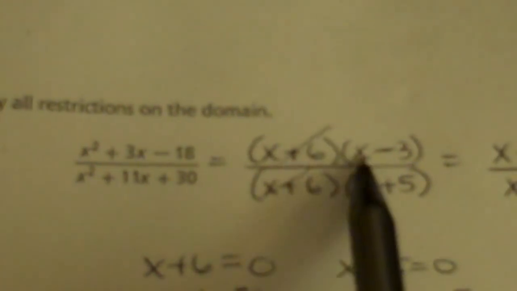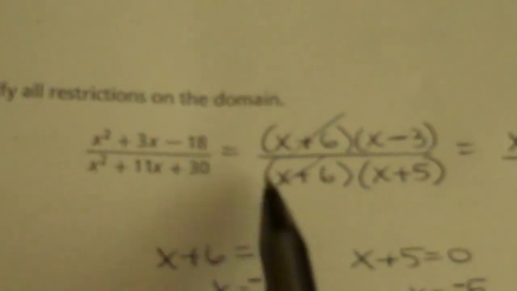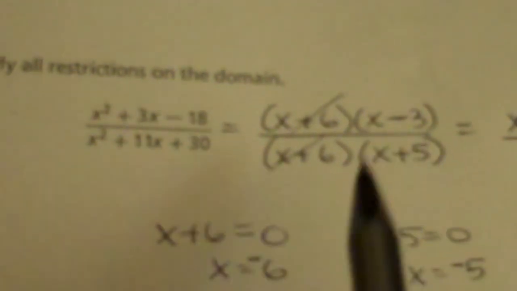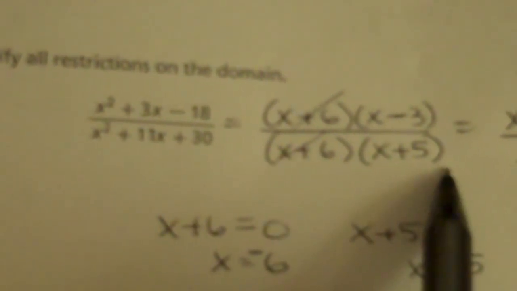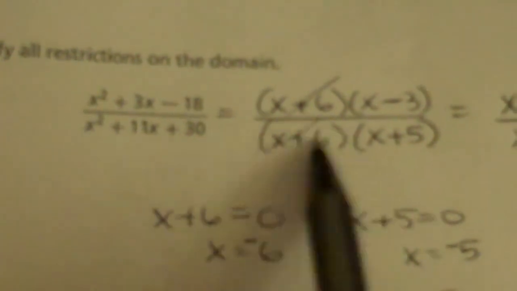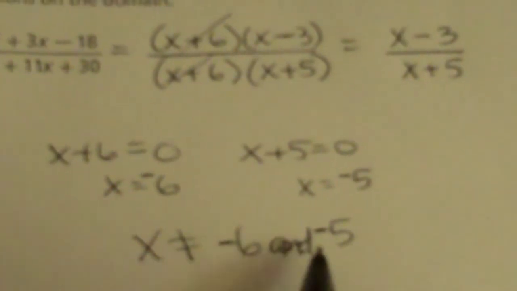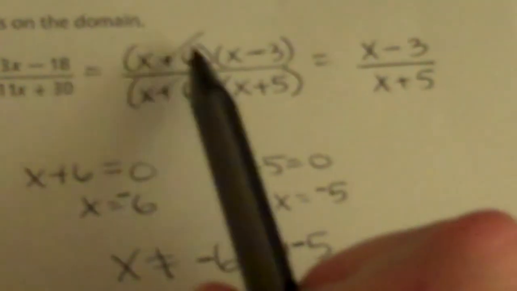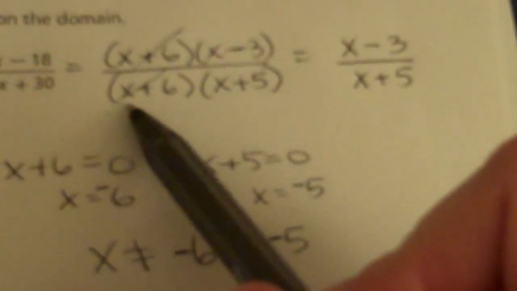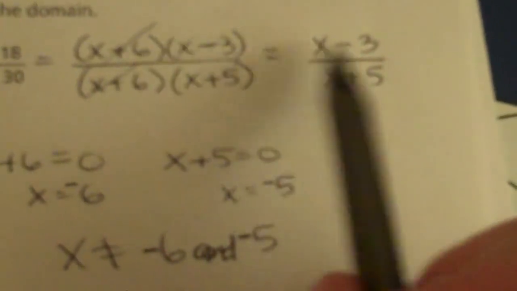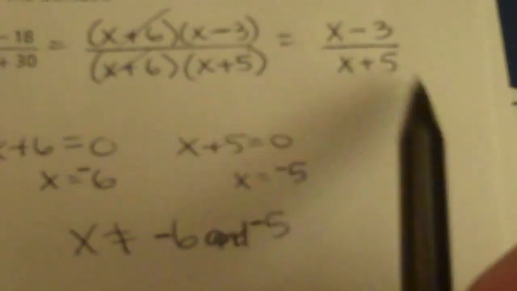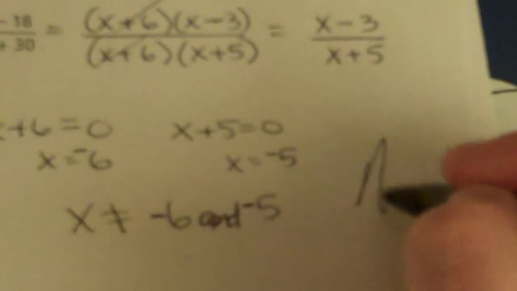And I believe we're on the last one. So on this one, again, it's simplify and find the restrictions. So I factor my numerator, x plus 6, x minus 3. I factor the denominator, x plus 6, x plus 5. Remember, we find our restrictions from the denominator as it was originally. So I take these two here, set them both equal to 0, and I can see my restrictions are going to be negative 6 and negative 5. Now, cancel out my common factors. And then I'm left with x minus 3 over x plus 5. And this answer matches A.